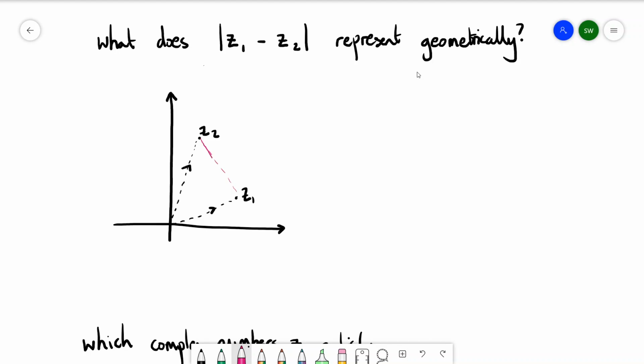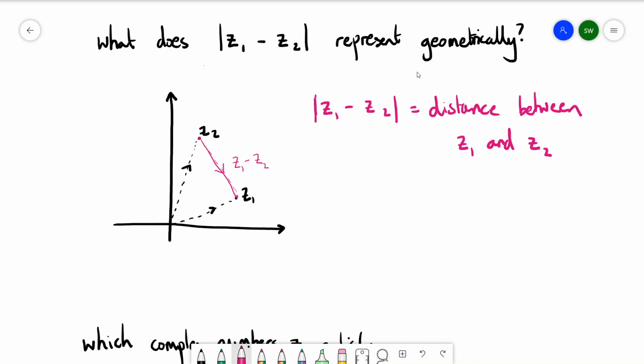So let's do it solid actually. That vector there is Z1 minus Z2 if we're thinking about them as vectors. So when we do the modulus of Z1 minus Z2, remember the modulus just means the length of the vector. So what we're really doing is working out the length of the vector that goes from Z2 to Z1. So the length of that vector is basically just the distance between Z1 and Z2. So we can think about the modulus of Z1 minus Z2 as being the distance between these two points.